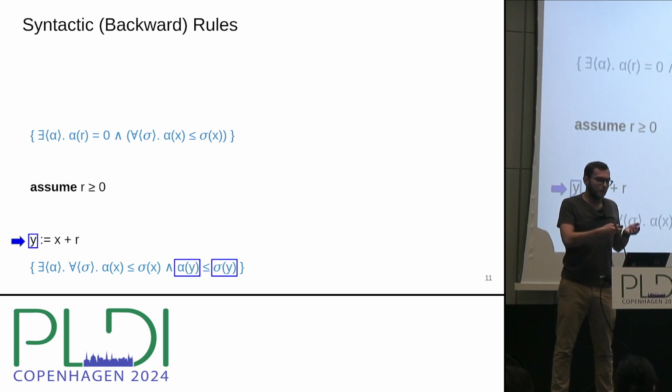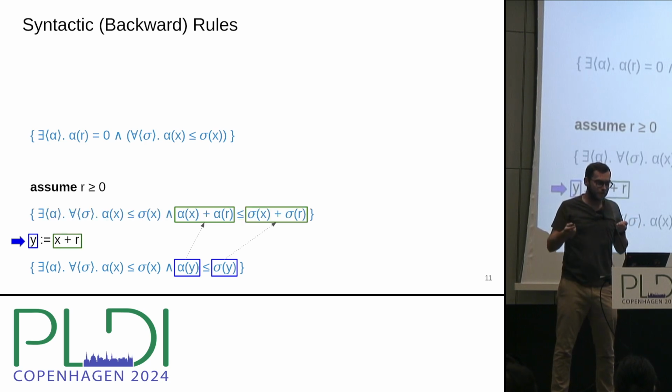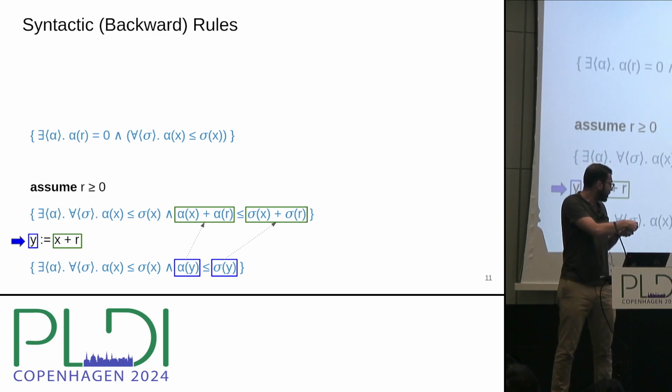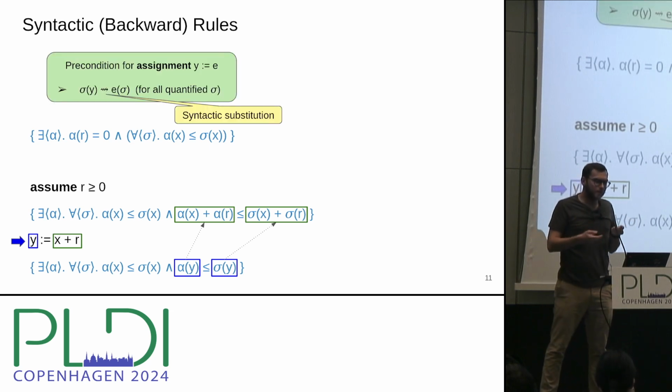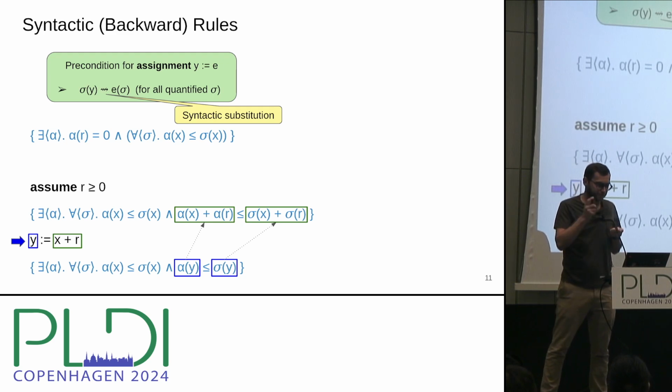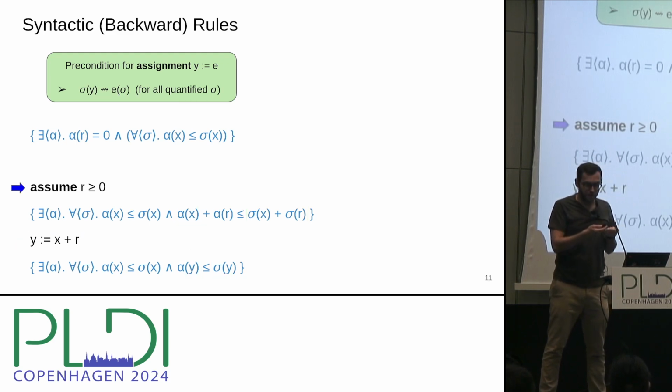So we assign to y, and we have alpha of y and sigma of y in our post condition. So we will simply do a syntactic substitution for each. So we replace alpha of y by alpha of x plus alpha of r, because this is what the assignment is. And this is a general rule. We look at all the quantified states in our hyperassertion, and we apply this syntactic substitution. So now we need to reason about this assume statement.